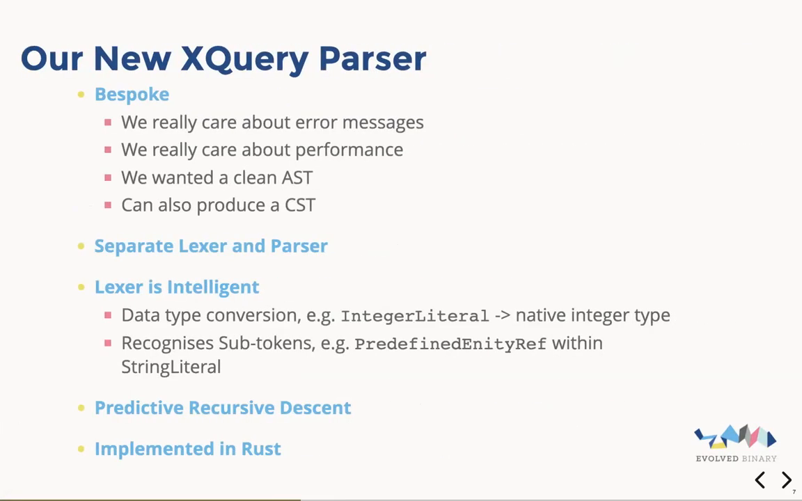So for our new XQuery parser, as I mentioned, we decided to implement a recursive descent parser, a bespoke one. We felt that we had to do this because our requirements drove us to a bespoke design. We really care about the error messages and we're really interested in performance. One of the other advantages that you get from bespoke design is that you can completely control the white space handling. So as well as producing an abstract syntax tree where unnecessary white space is stripped away, we also have the option to produce a concrete syntax tree where the white space is kept.